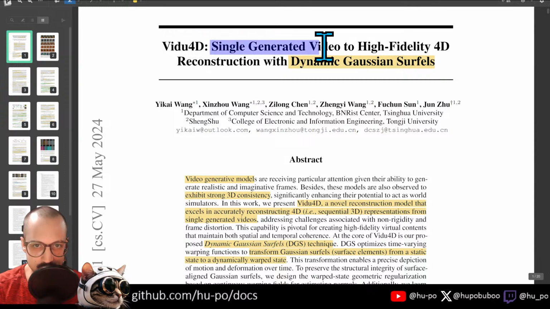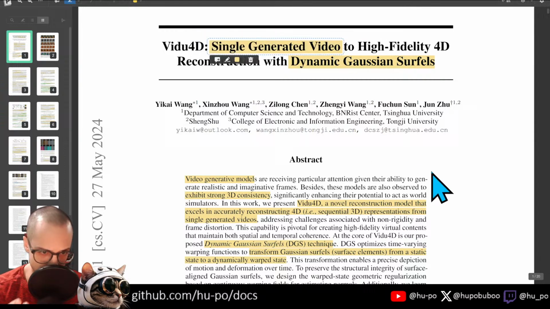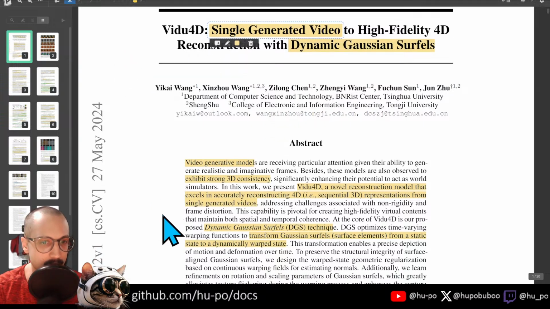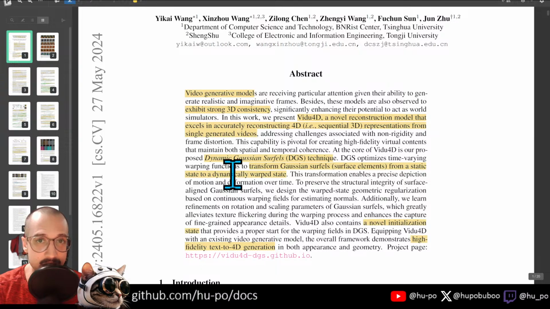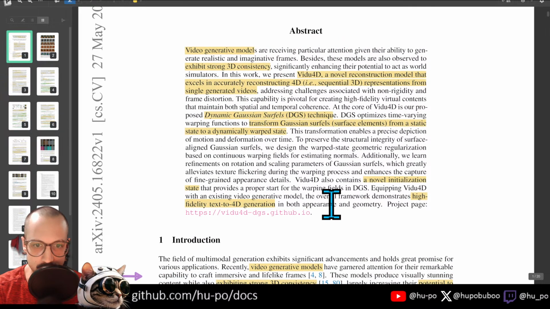The single generated video, the input for this model, is going to be a generative video, which means a video that is generated by a video generative model, and video generative models generate from text. So really this is text to 4D Gaussian Surfels. All right, let's read the abstract here, and then we'll dive into the introduction.